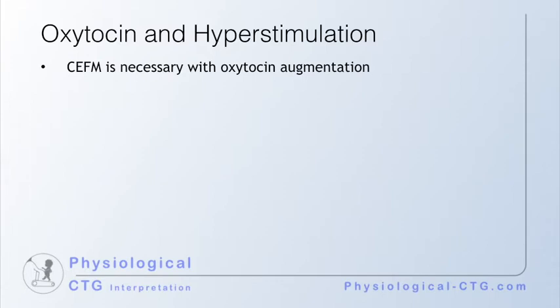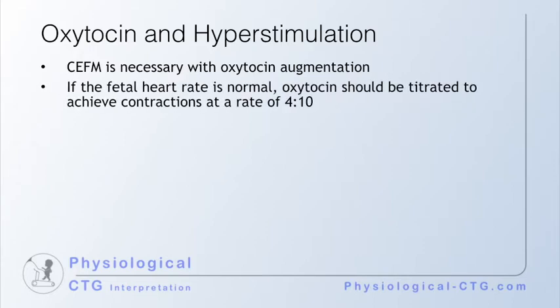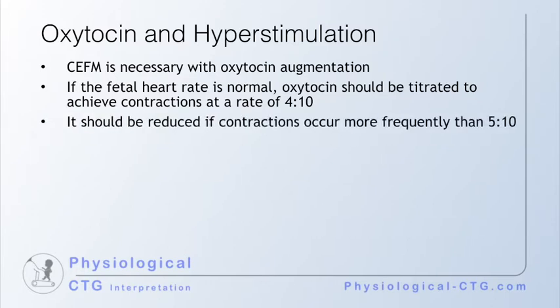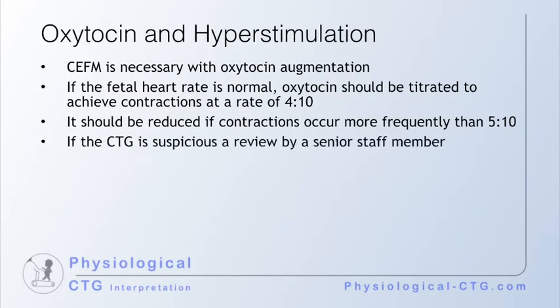When using oxytocin in labour, continuous electronic fetal monitoring is necessary. If the fetal heart rate is normal, oxytocin should be titrated to achieve contractions at a rate of 4 in 10, and it should be reduced if they occur more frequently than 5 in 10. If the CTG is suspicious, a review by a senior staff member is needed to confirm there is no evidence of hypoxia, and a plan of action should be discussed and documented.